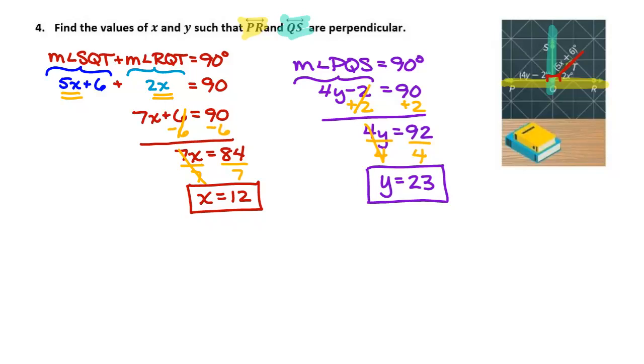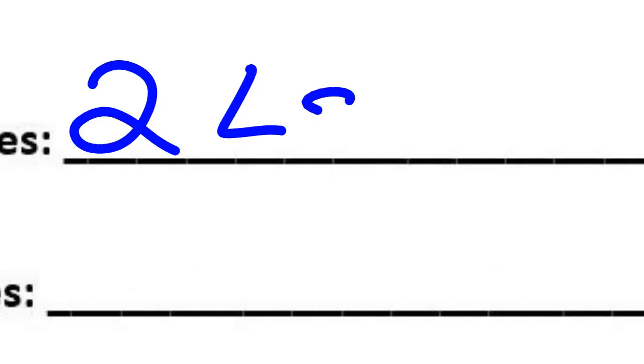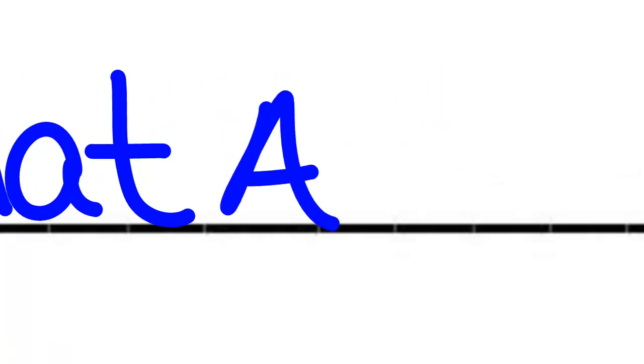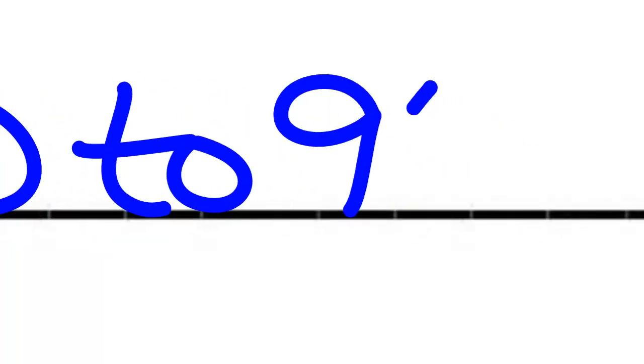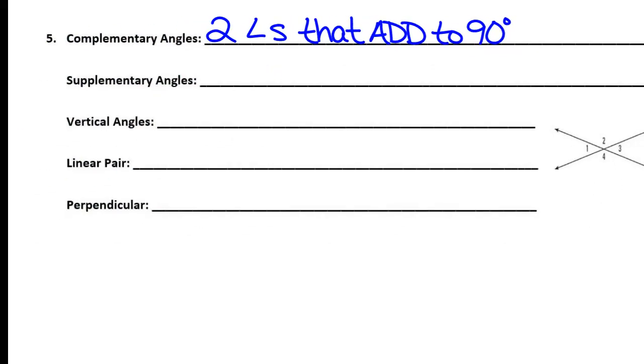I want to recap what we've talked about with our special angle relationships now, and then I've got just a couple more problems for us to go through and solve. Complementary angles. These are two angles that add to 90 degrees. Complementary angles does not mean 90. Complementary angles means two angles that add to 90.